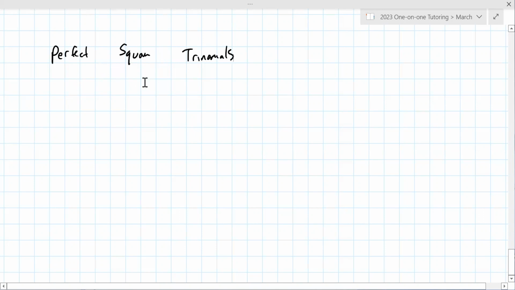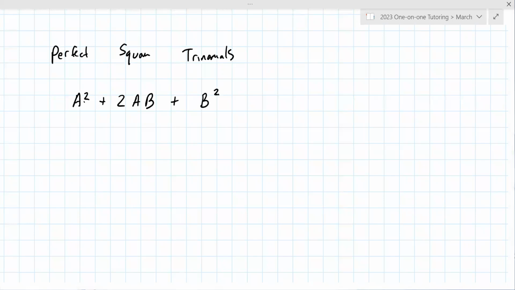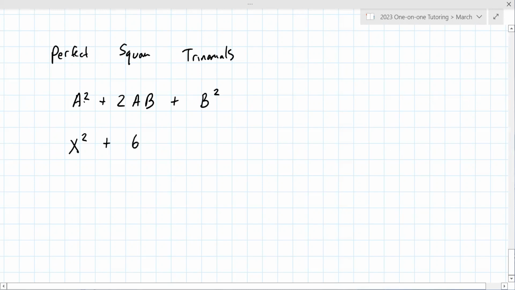So perfect square trinomials have the following form: a squared plus 2ab plus b squared. And maybe that's overwhelming because it's more letters, more stuff. But we've actually already done one. So let's look at one we've already done: x squared plus 6x plus 9. Can you tell me what A is and what B is? A is x and B is 9.